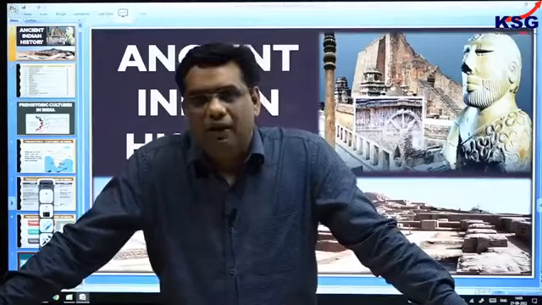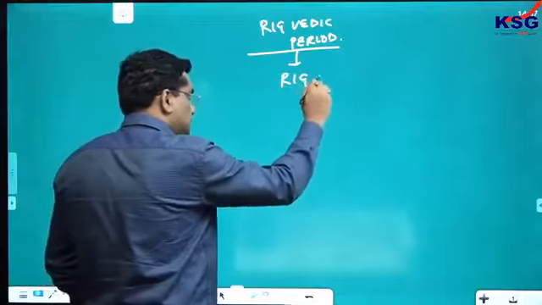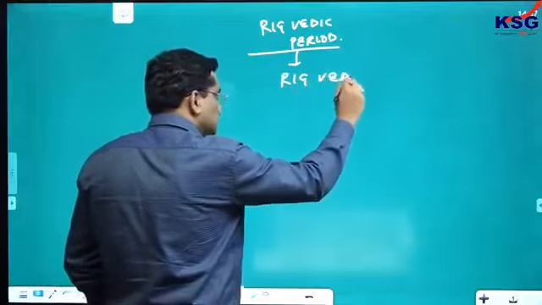Keeping that in view, we need to understand how archaeology is an important source. But to study the Rig Vedic period, we have to rely mainly on literary sources. So the source of study of the Rig Vedic period is the Rig Veda. Now, the geographical knowledge of the early Aryans.